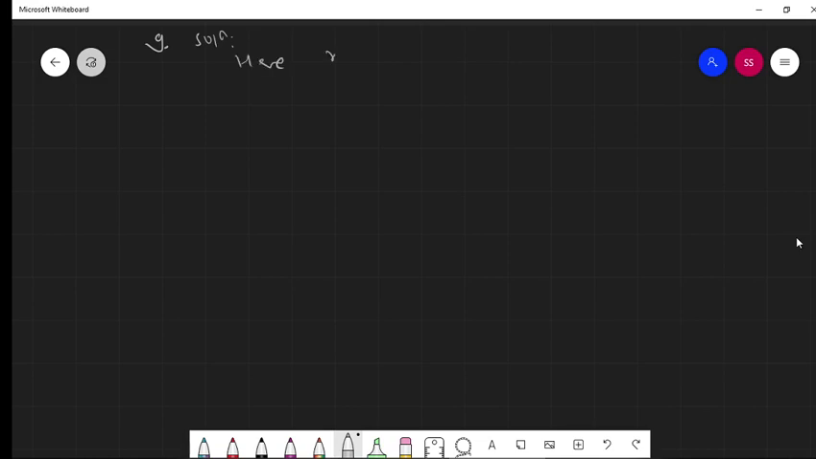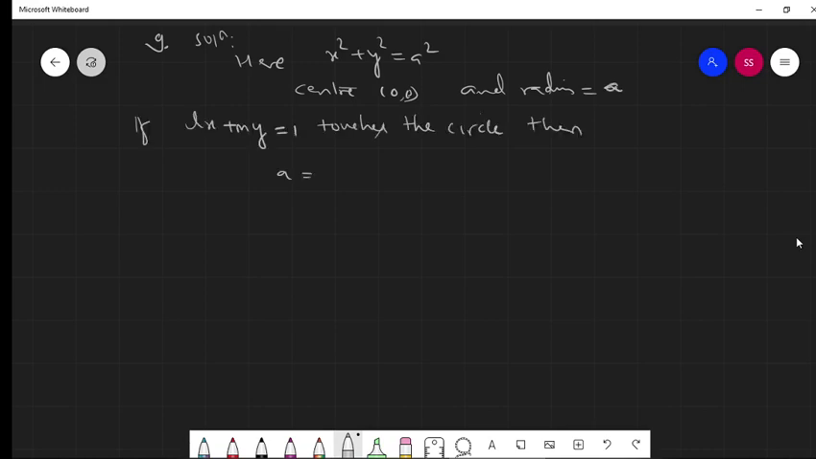Solution: here x square plus y square equal to a square is the given circle. So the center is (0, 0) and the radius is a. If lx plus my equal to 1 touches the circle, then the radius is the perpendicular distance, which is l times 0 plus m times 0 minus 1 over root under l square plus m square.